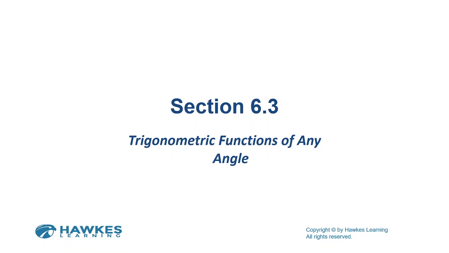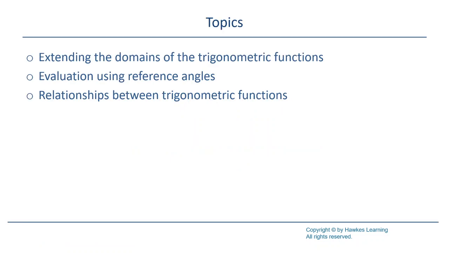All right, this is the last section for the course. We're going to do 6.3, and this will cover trig functions at any angle. So last time we only dealt with the first quadrant, which was just between 0 and 90 degrees. Now we're going to expand out to the whole unit circle.